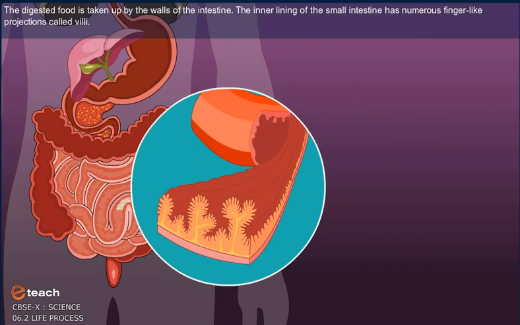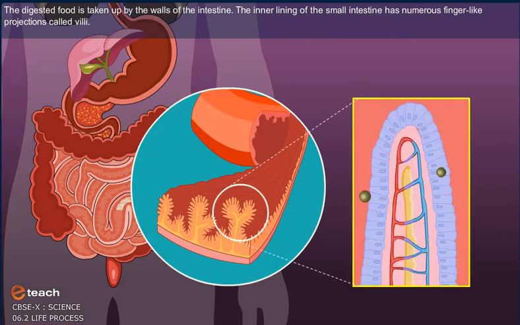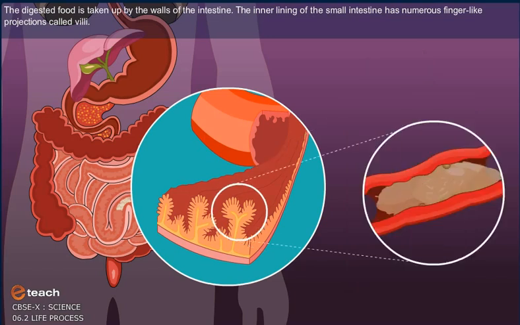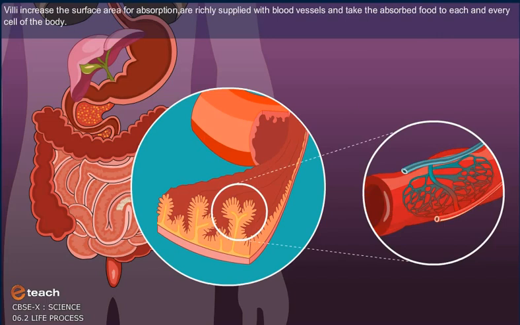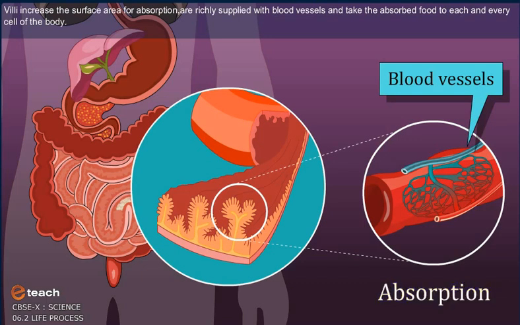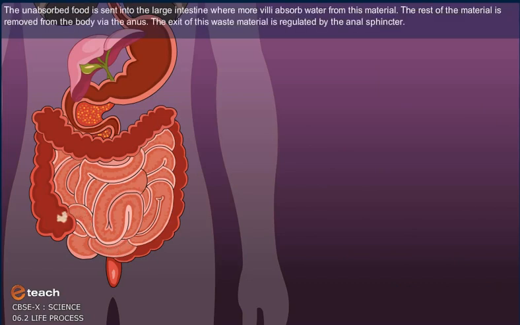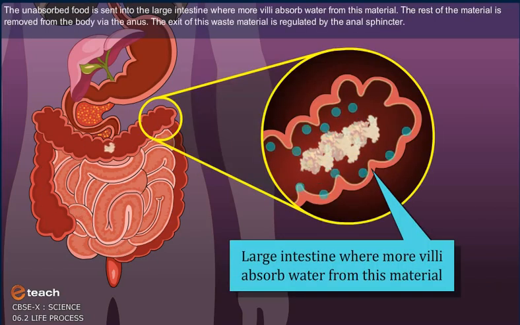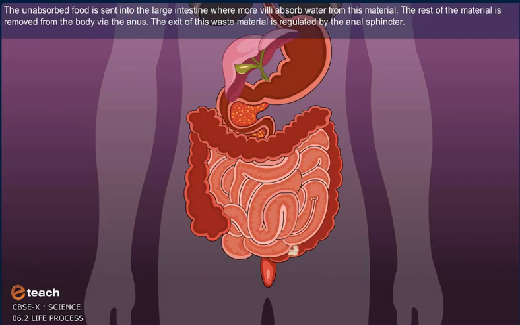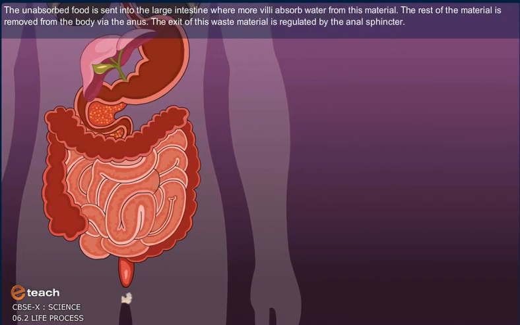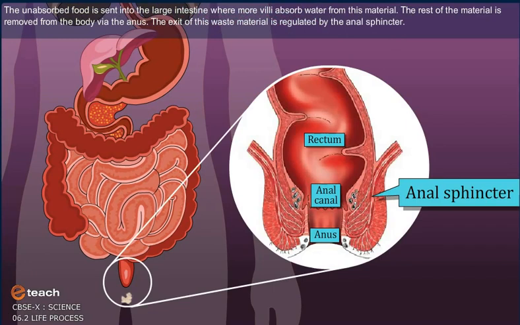The inner lining of the small intestine has numerous finger-like projections called villi, which increase the surface area for absorption, and which are richly supplied with blood vessels which take the absorbed food to each and every cell of the body. The unabsorbed food is sent into the large intestine where more villi absorb water from this material. The rest of the material is removed from the body via the anus. The exit of this waste material is regulated by the anal sphincter.